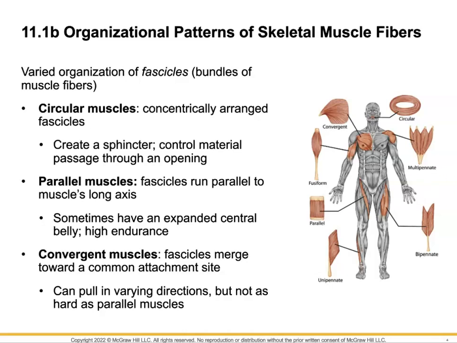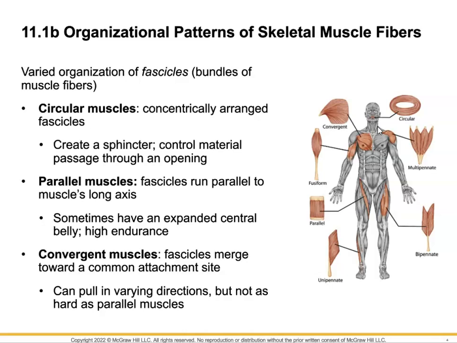Convergent muscles are where the muscle fibers inside the fascicles, of course, all converge at a point. So it's sort of like a fan. You have a wider area and then it all converges at a common attachment site. Now this allows for muscle to pull in various directions, but not with as much strength of contraction as you have in those parallel muscles. So notice where we're looking at one of our convergent muscles right here on the pectoralis major. Now, this will be one of the major muscles that you'll see when you learn the muscles of the chest.